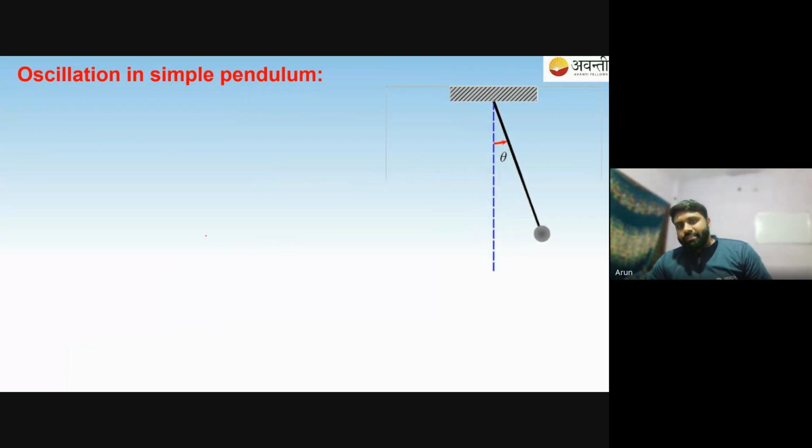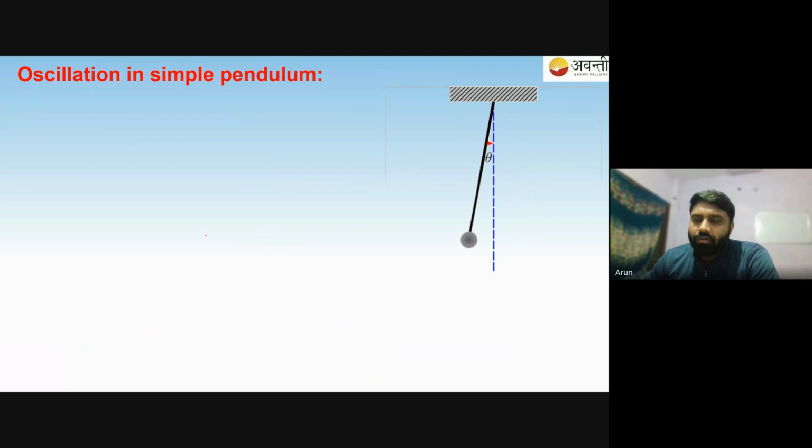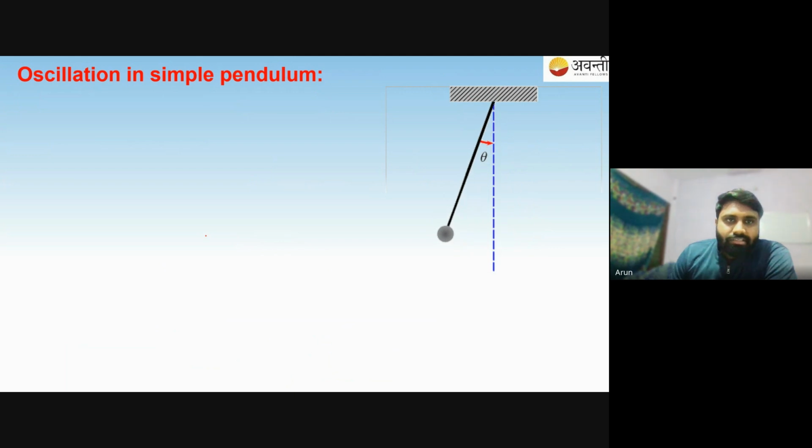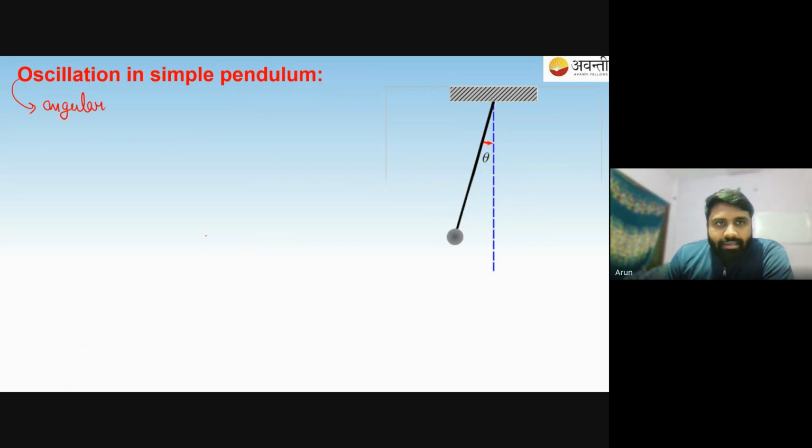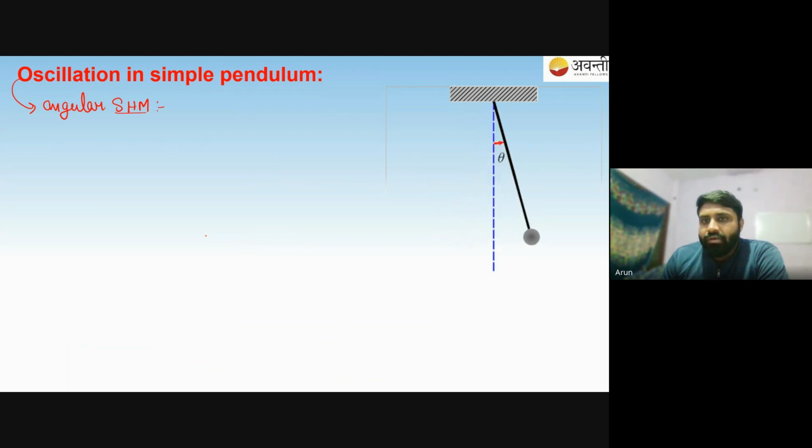Now, oscillation in simple pendulum. These types of oscillation you must have seen in a wall clock, in a clock tower. This oscillation is termed angular oscillation or SHM. We can consider it to be SHM if the value of theta is very small.